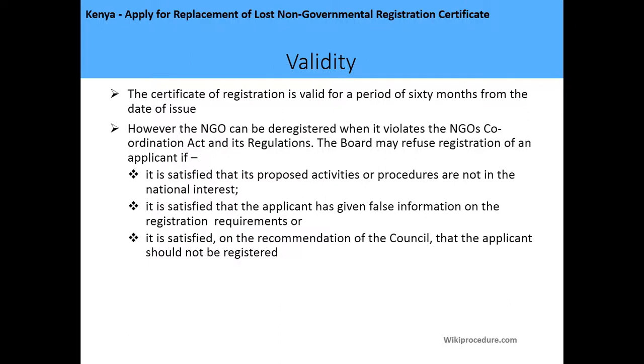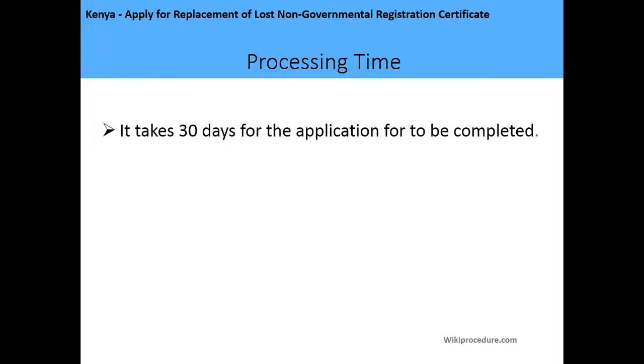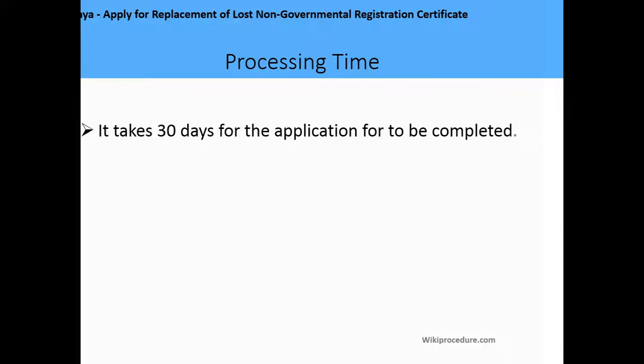The validity period: the certificate of registration is valid for a period of 60 months from the date of issue. However, the NGO can be deregistered when it violates the NGO's Coordination Act and its regulations, and the board may refuse registration if it is certified that the proposed activities or procedures are not in the national interest, it is certified that the applicant has given false information on the registration requirement, or it's certified on the recommendation of the council that the applicant should not be registered. It takes 30 days for the application to be completed.